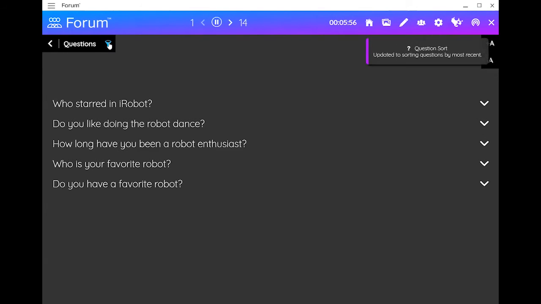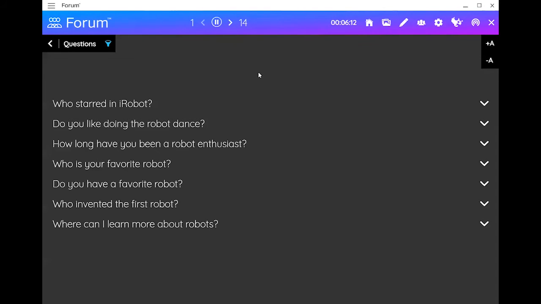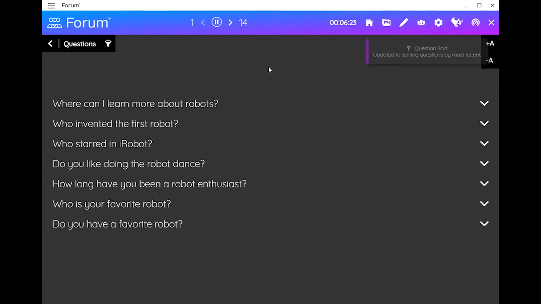All questions are answered verbally by the presenter. Forum will push a notification to the presenter at the top right corner of their screen when a question is asked. When you go back to look through your questions, you can filter the questions by selecting the funnel next to the questions header. You can capture the questions you've received by exporting them at the end of your presentation.